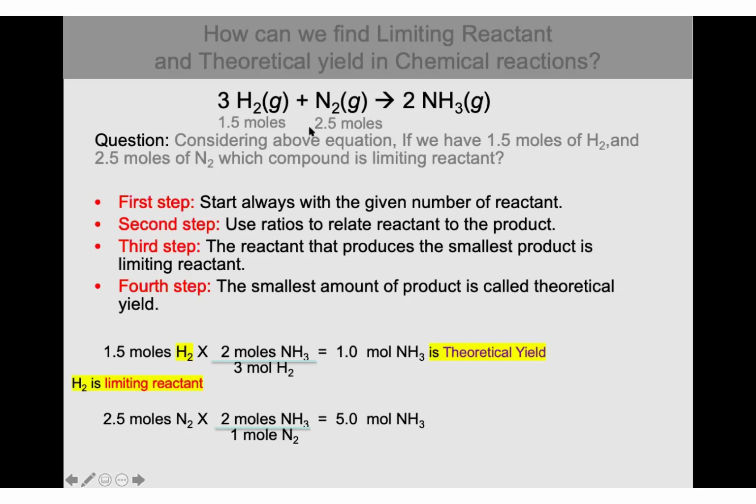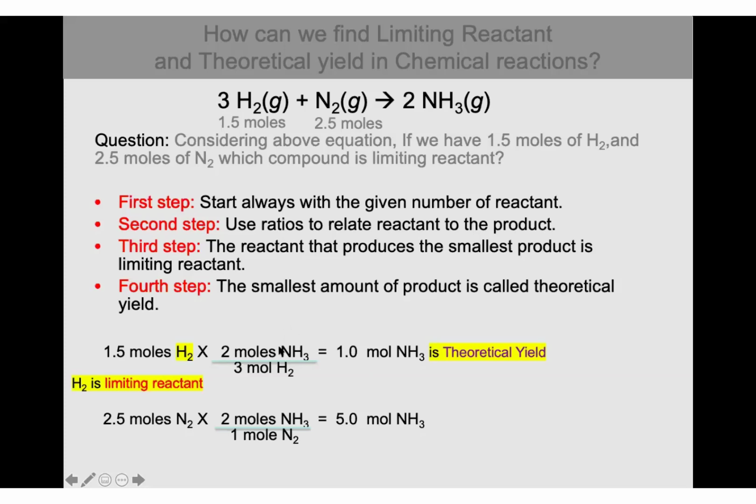Let's do the other one. You cannot decide yet which one is limiting. So then I go with the second one. I start with the given number of N2. We relate N2 again to the product: 1 mole N2 to 2 mole NH3. And I have 5 mole NH3.